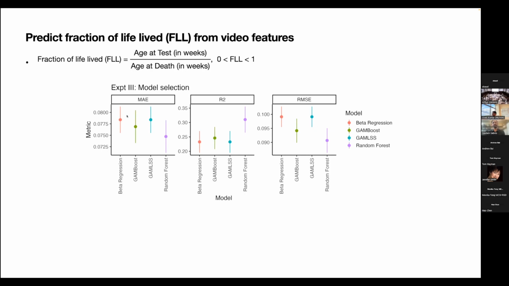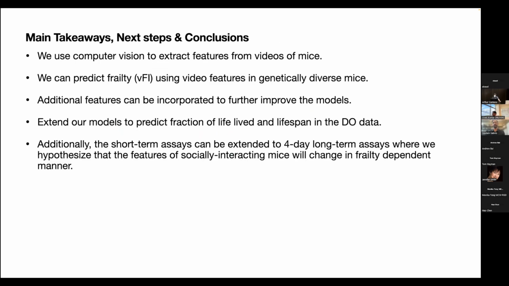This is only for the DO data. We didn't do this for the B6 data since we did not record the age of death. So if a mouse lives up to 240 weeks, then we can predict when it's going to die with an error of about 20 weeks, is what these errors are saying.